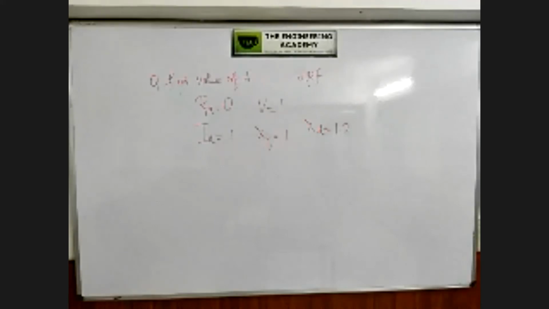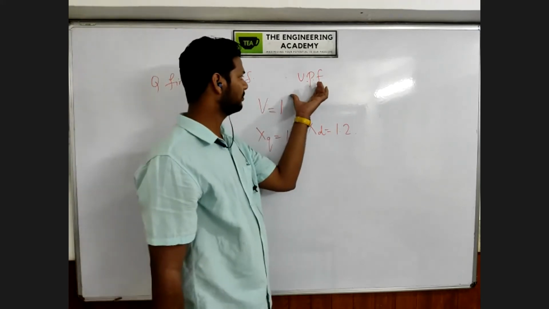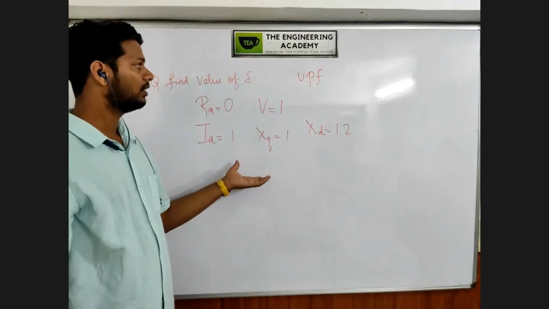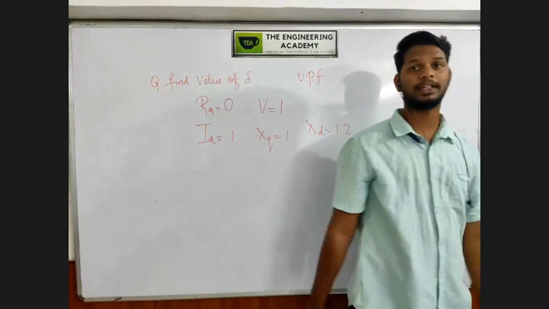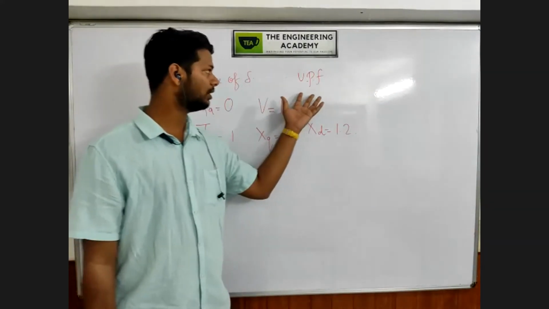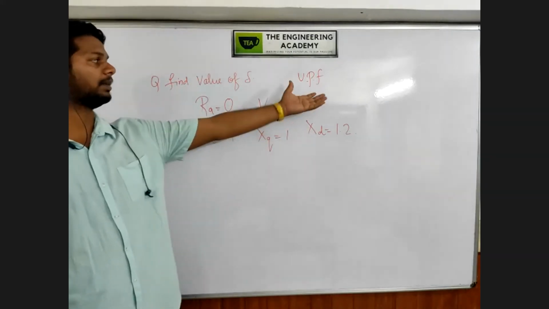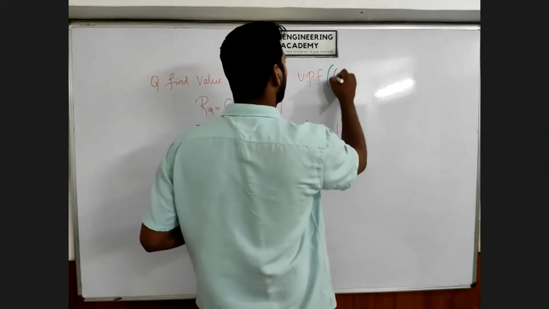Someone asks what will be the value of phi? I know everyone will be stuck at this. So unity power factor means that cos phi is equal to 1.